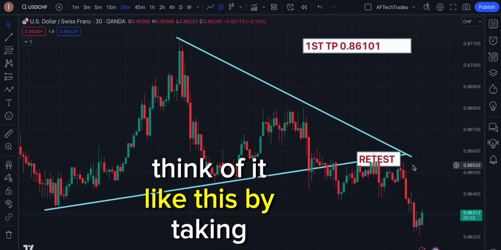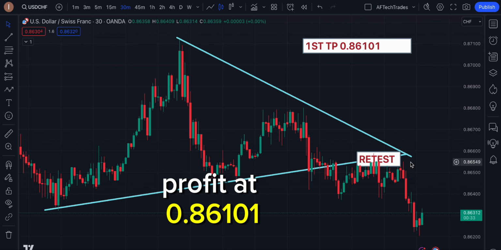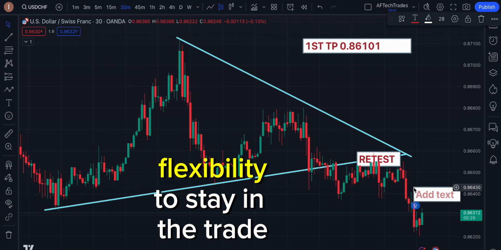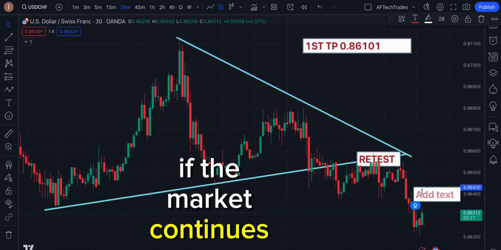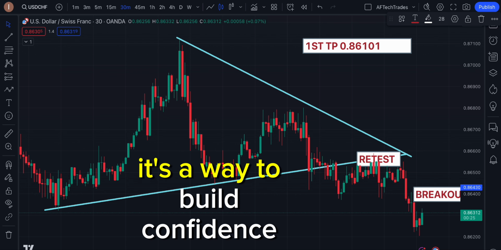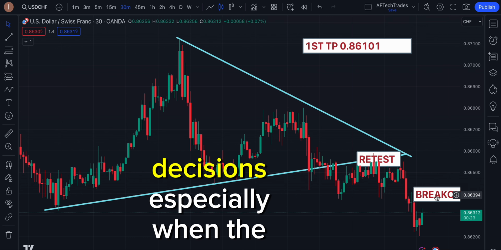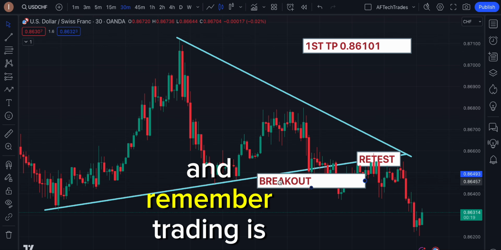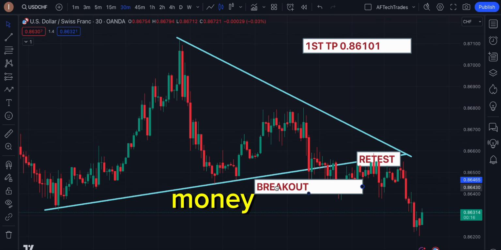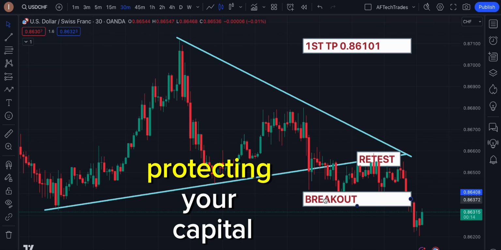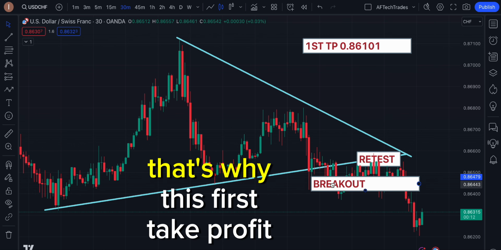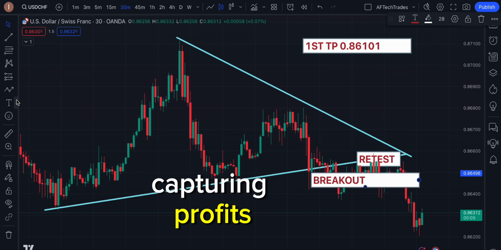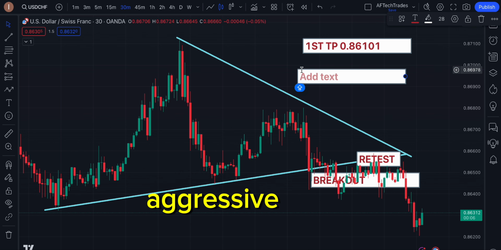Think of it like this: by taking profit at 0.86101, you're essentially securing gains while giving yourself the flexibility to stay in the trade if the market continues in your favor. It's a way to build confidence in your trading decisions, especially when the market is volatile. And remember, trading is not just about making money, it's about managing risk and protecting your capital. That's why this first take profit level is so crucial. It's a balanced approach to capturing profits without being overly aggressive.